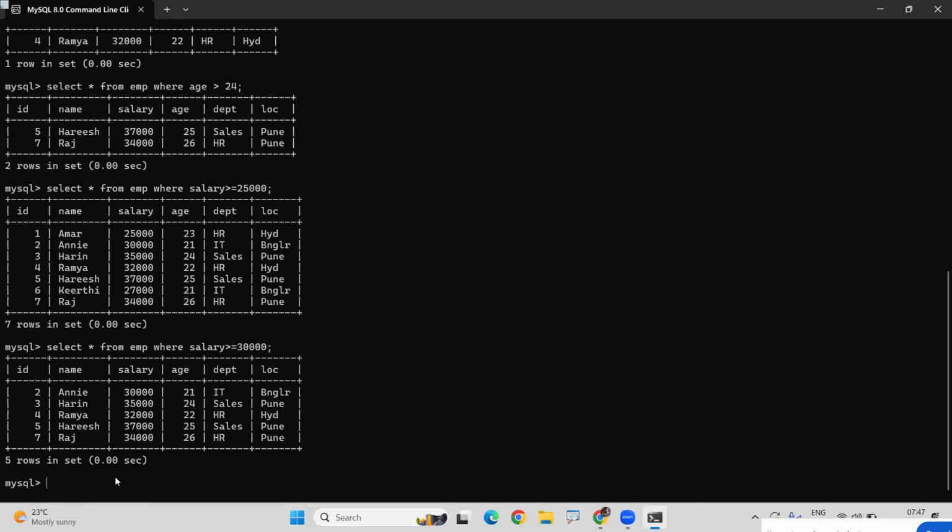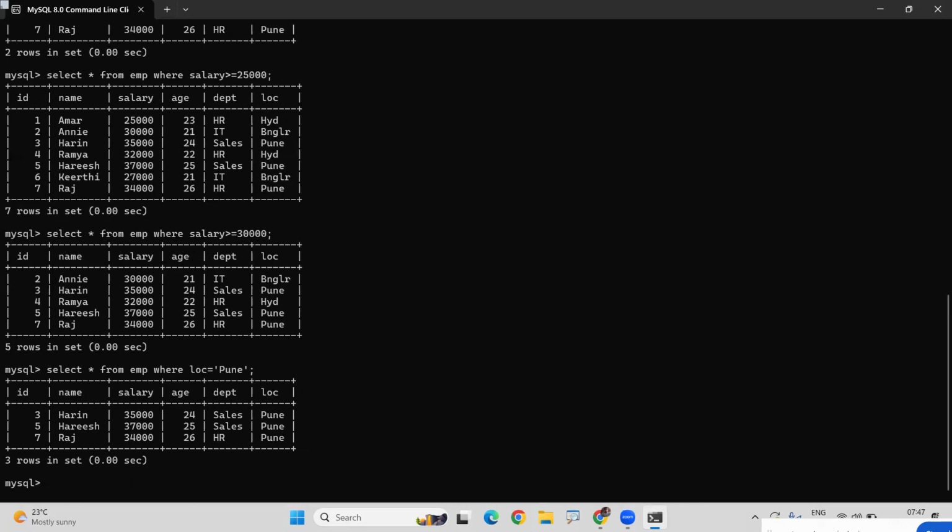Now, for example, equal to: where location equals to Pune, I am writing. Whenever it is a string, we just put it in single quotes. Only the people related to Pune location come. These are the simple ways of using relational operators. Maybe we can use greater than, less than, greater than or equal to, less than or equal to, and all. There are logical operators also.